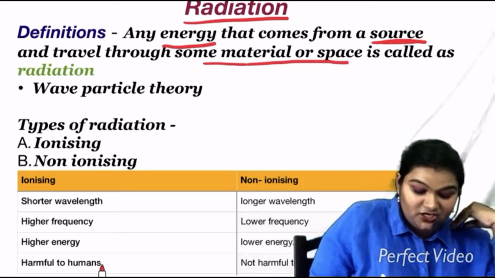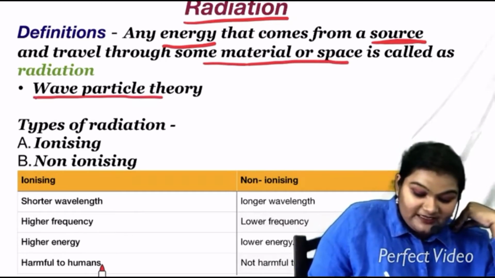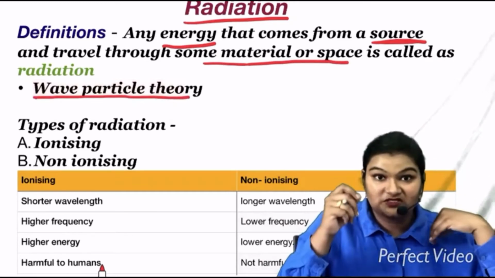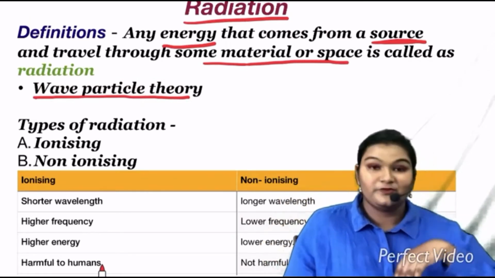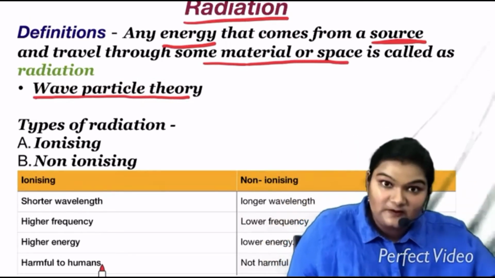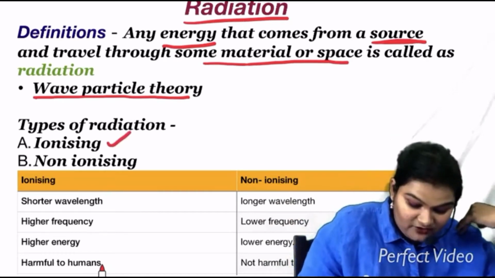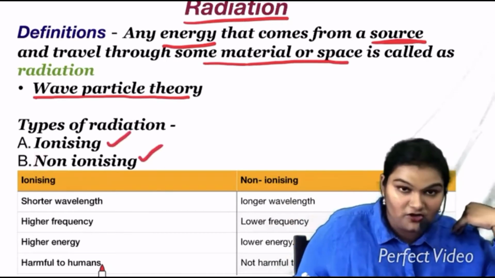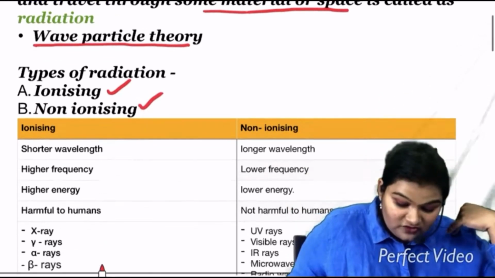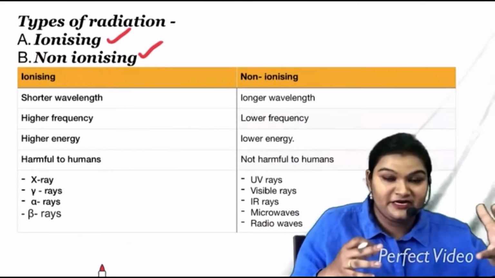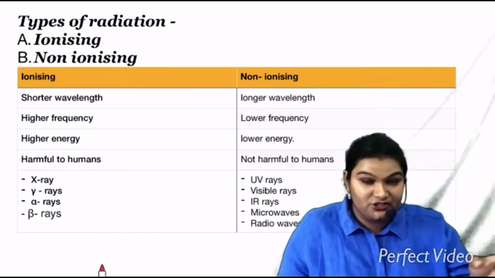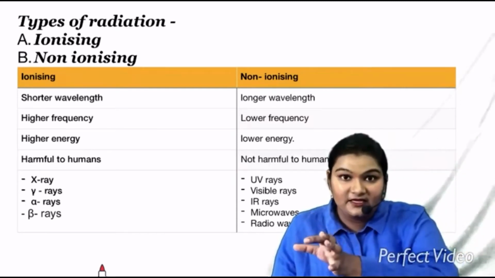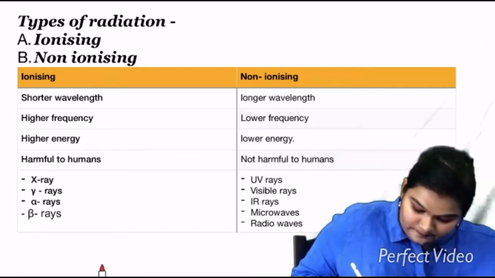This radiation holds the wave-particle theory, which means it is an oscillating particle which travels in the form of a wave. Okay, so let us move towards the types of radiation. We have ionizing radiation and non-ionizing radiation. Before seeing the difference between ionizing and non-ionizing radiation, you need to know the relation between the energy, frequency and the wavelength.